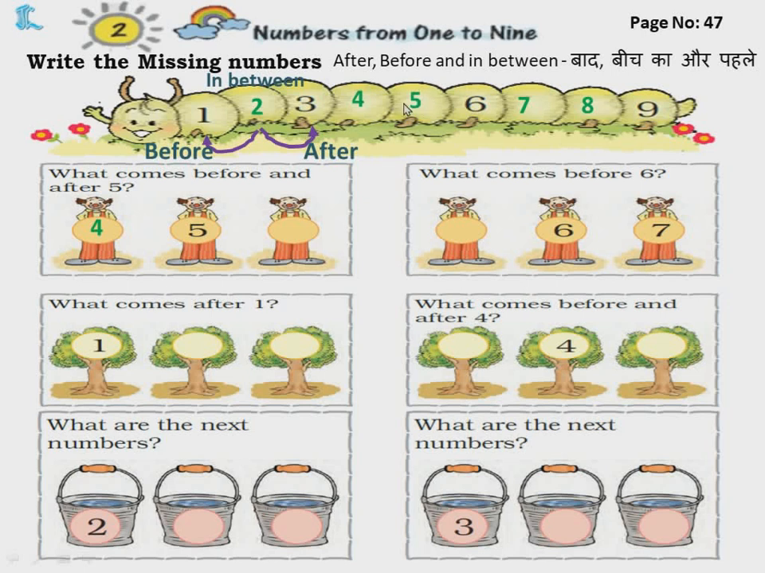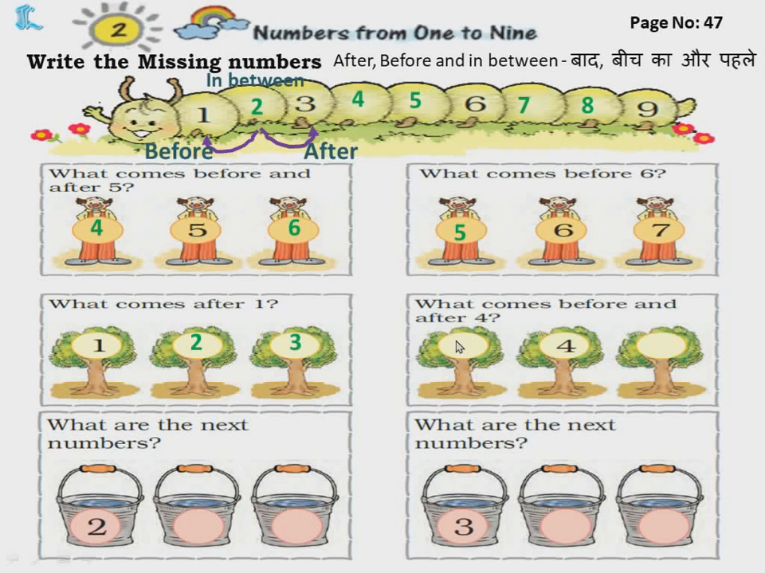So 5 is here. Before 5 which number is there? 4. So this is 4. And after 5, 4, 5, 6. See here, after 5, 6. Next, what comes before 6? Where is 6? 6 is here. So before 6, which number is coming? 5. So we'll write here 5. What comes after 1? After 1, what is coming? 2. And after 2, 3.